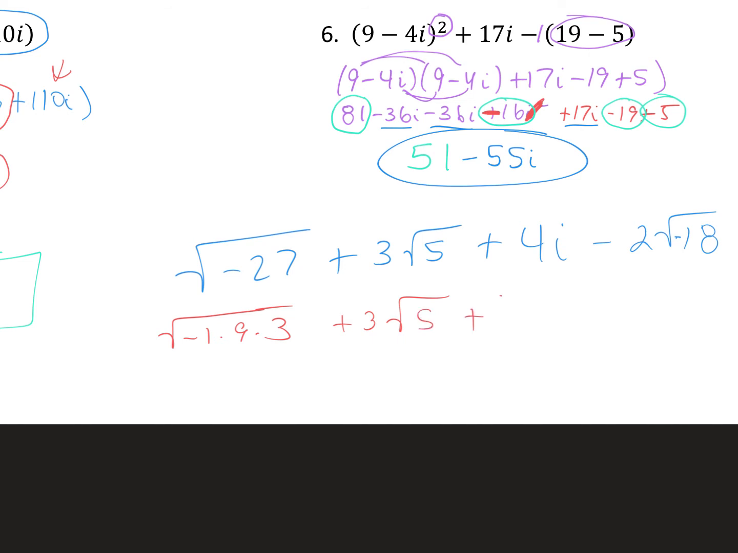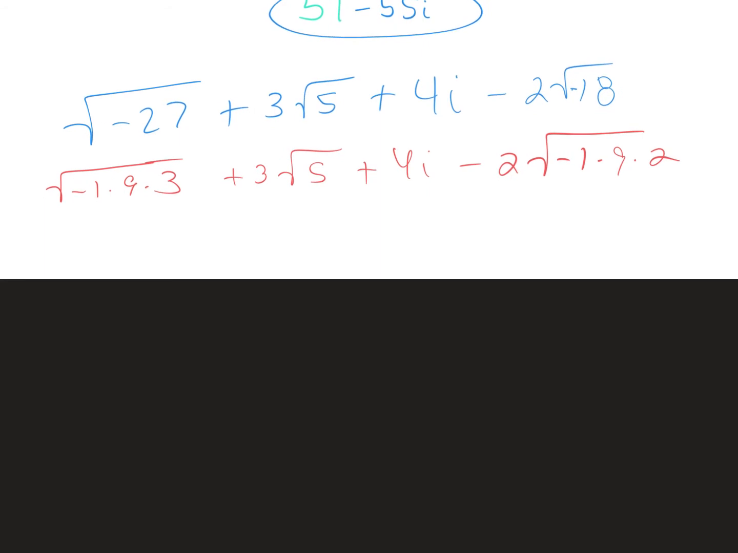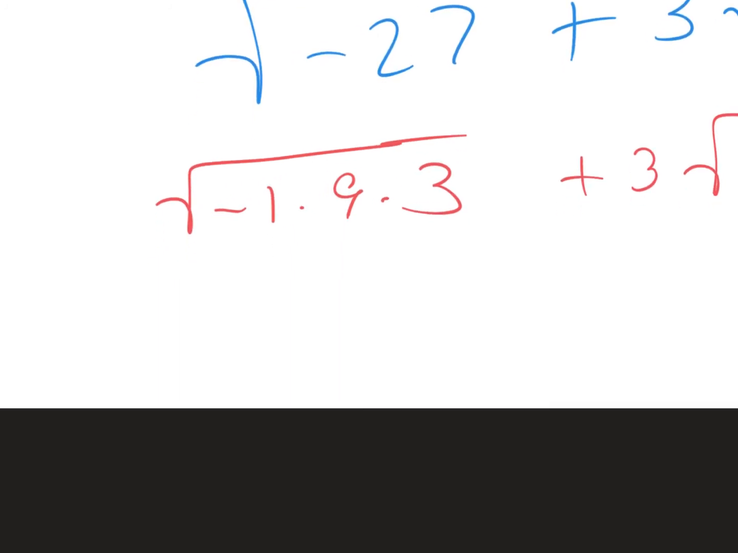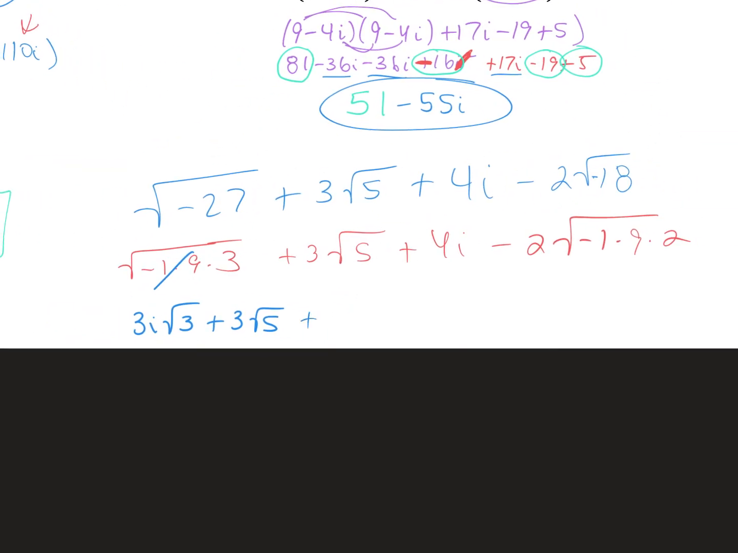Can I do anything with 4i? Nope, just leave it. And then I have minus 2 times, what can I break 18 into? Okay, so negative 1 times 9 times 2. So now let's go through and simplify. What can I take out of this first radical? 3 what? Okay, so 3i root 3. Then I still have plus 3 root 5 plus 4i. What can I take out here in the last one? This is 3i, and I'm going to multiply it with the 2 in front. So this becomes what? Minus 6i root 2.